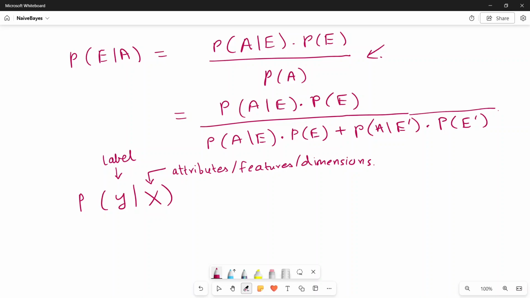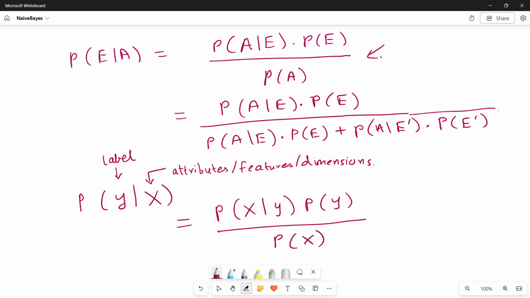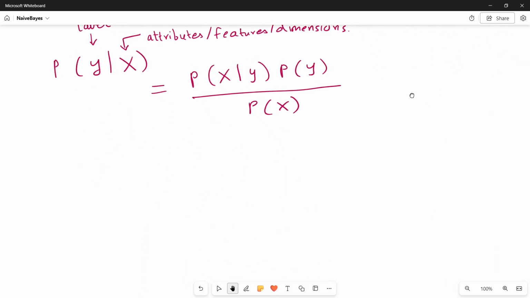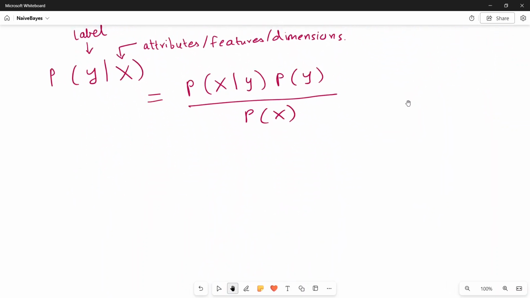If we write this in terms of Bayes theorem, it will be the probability of X given Y multiplied by the probability of Y, divided by the probability of X. Here we expanded P of A using the total probability theorem, but let's keep it like this for now. Now let's try to understand this in detail.